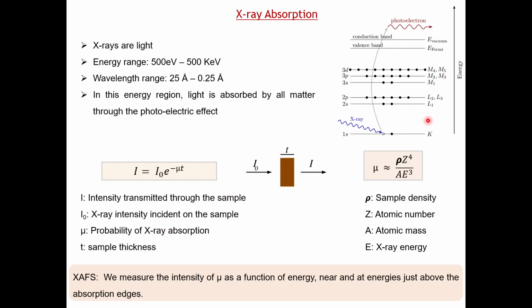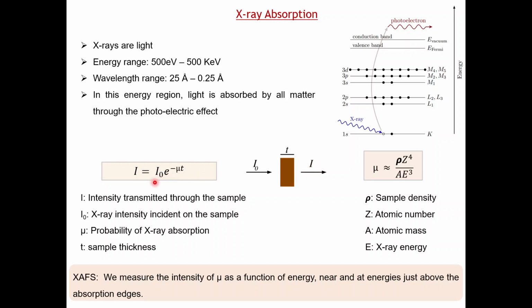So what is this photoelectric effect? When an X-ray falls on the sample, if the energy of the X-ray is higher than the binding energy of the core level electron of the material, then this electron will absorb the X-ray and be emitted from the system. So how much is absorbed, that is I0, the initial intensity of the X-ray, and how much is coming out, that is I.